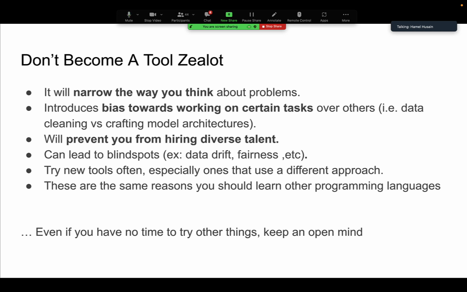But also, what tools you use can lead to blind spots. And really, I think it's important to try tools often, especially ones that have different approaches to things. I think that's the counterpoint to blind spots. And all the things I mentioned just now, these are the same reasons you should learn other programming languages. But even if you don't have time to learn different MLOps tools, one thing I really want to emphasize is to keep an open mind.